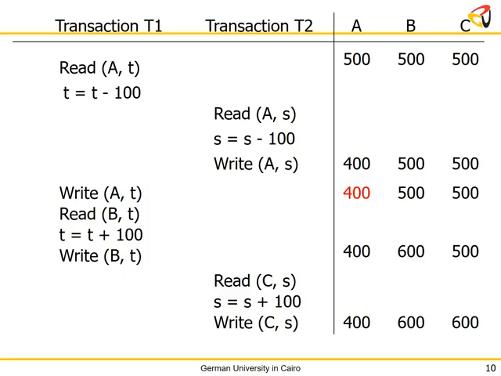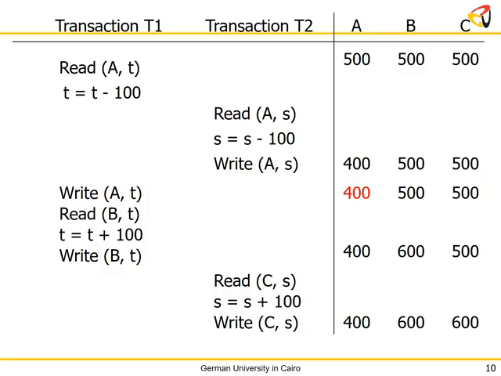Notice that the value of A in transaction T1 and T2 now, I'm starting with the same value, which is 500. So in T1, when I said read A into T, I got the 500, put it into T, and then I took away 100, so T is 400, but I didn't have a chance to write that back into A because the context switch happened.